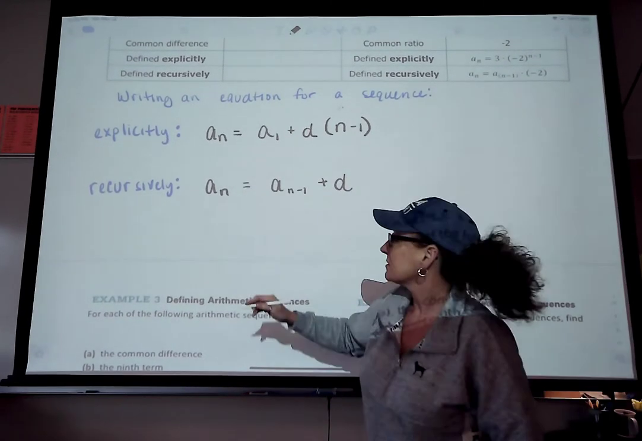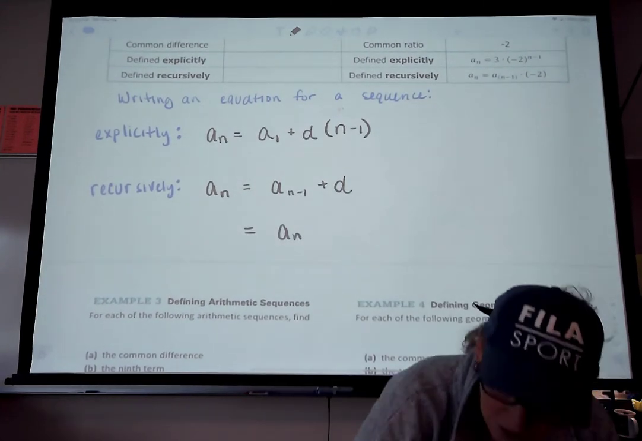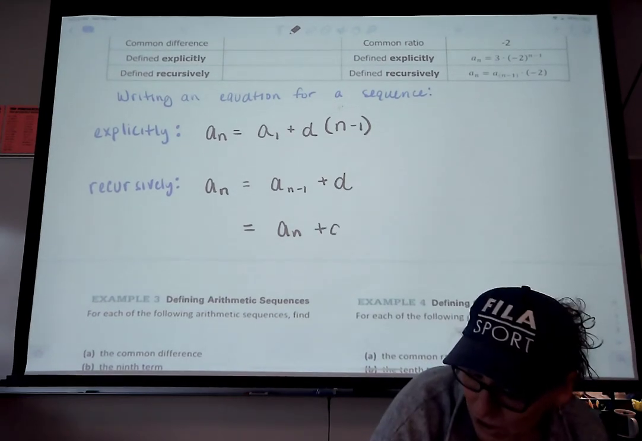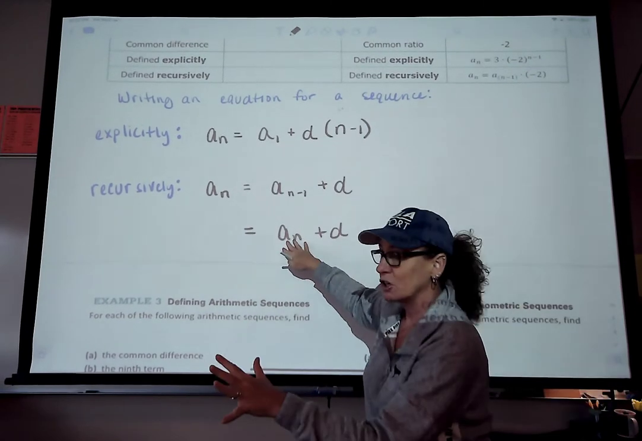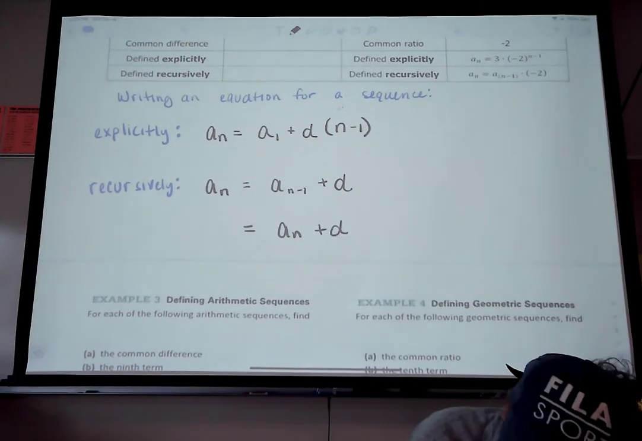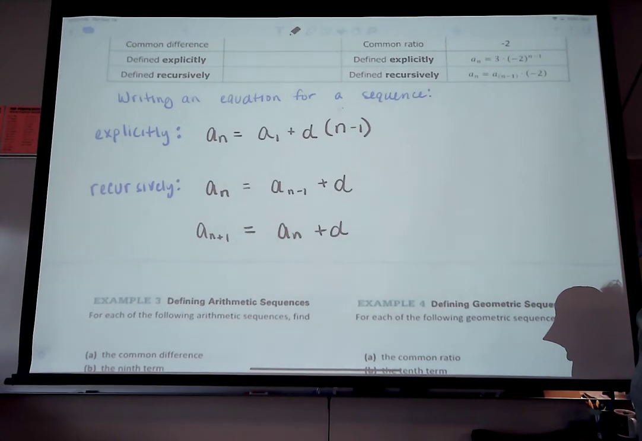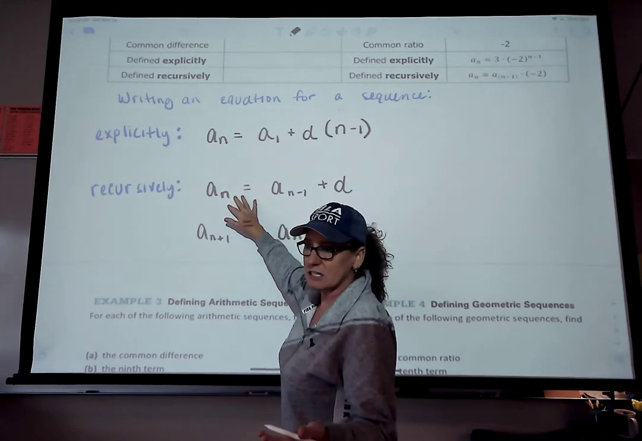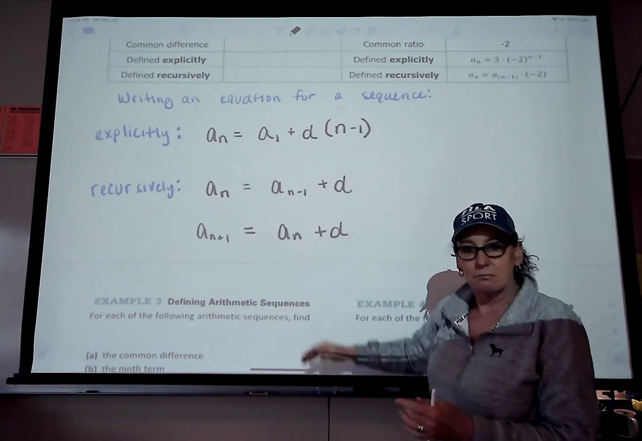Or sometimes you'll see this. Sometimes you'll see, got a term? How about we add our common difference to it? What we get, if we have a term, we add our common difference to it, what we get is the next term, A sub n plus 1. This one's the most common for a recursively defined sequence, but this is a thing. I don't know. It may come up.